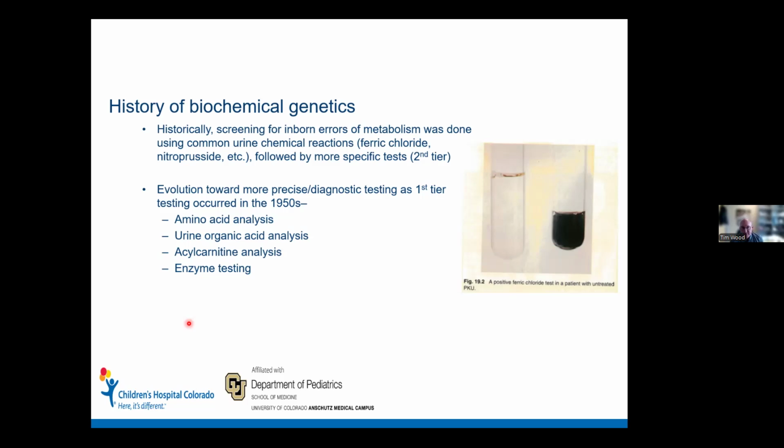This is a positive ferric chloride test from a patient with untreated PKU. Starting in the 1950s and 60s, we've had a steady evolution of becoming more precise and more in line with general analytical chemistry, things like amino acids, the advancements made in urine organic acids, a lot of which was done here in Colorado. Really cool acylcarnitine work that I think of as being done at Duke, but I know it was a little broader than that. And then all the functional testing, enzyme testing, and those are the outline of what I'd like to talk about today.